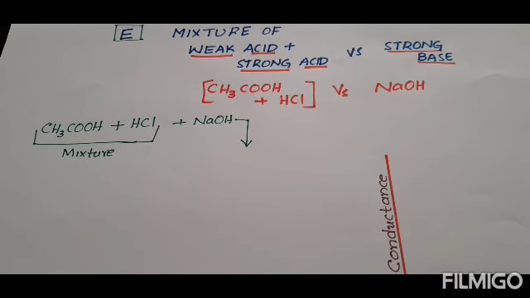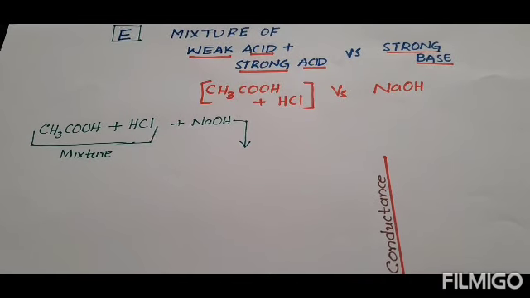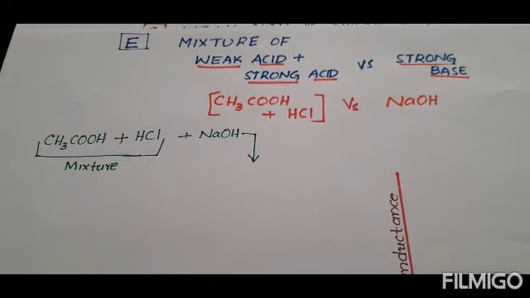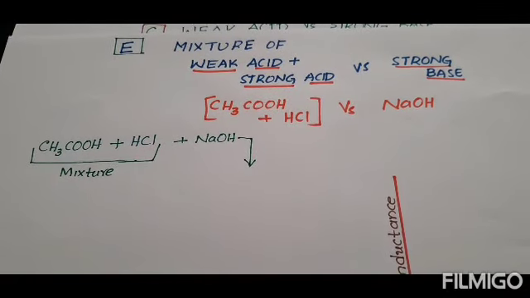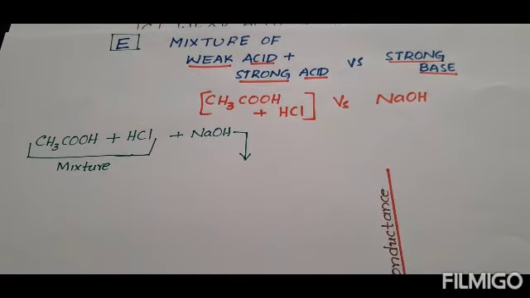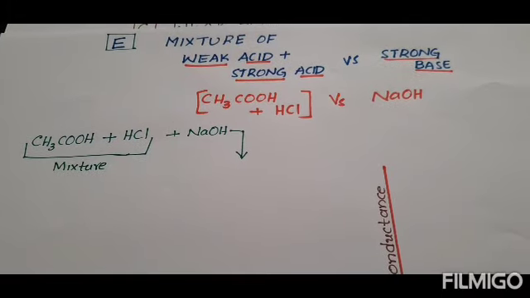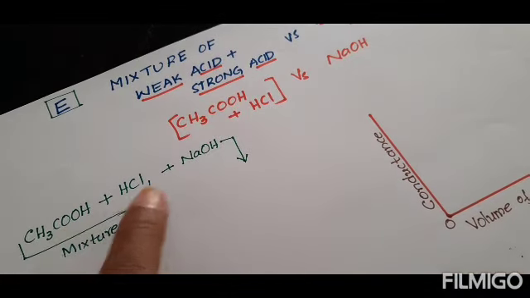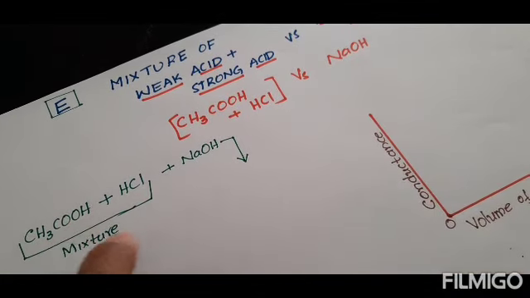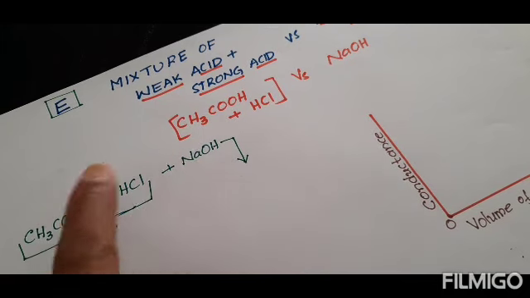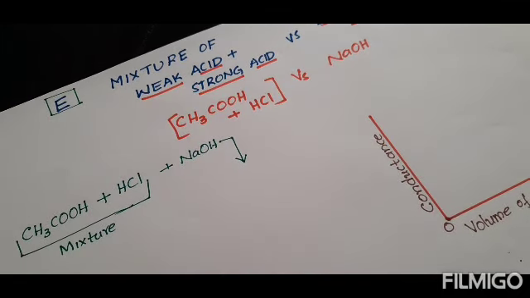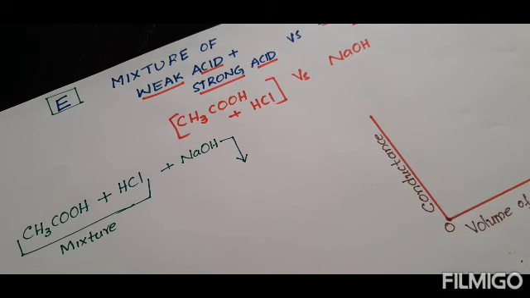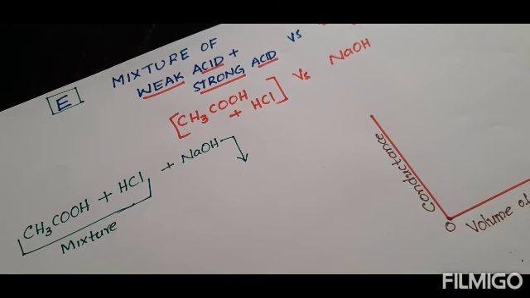Students, here I am taking a mixture of weak acid and strong acid. It is used for the titration against the strong base. Here I am taking weak acid and HCl, so it is taken as a mixture. To this NaOH is added. That means titration of a mixture of weak acid, strong acid versus strong base.